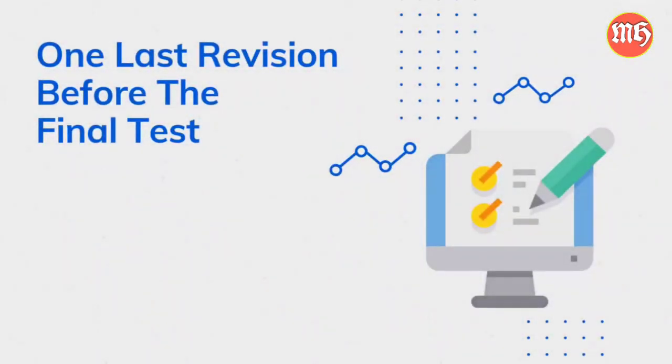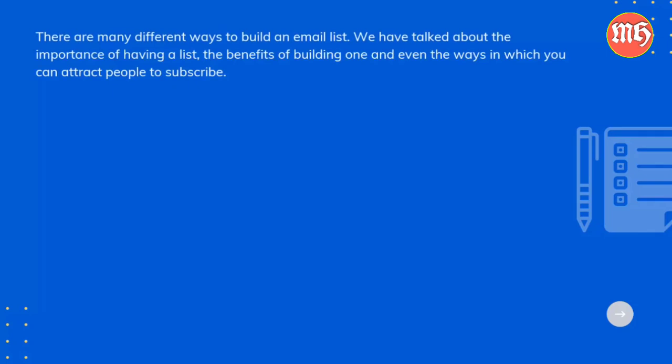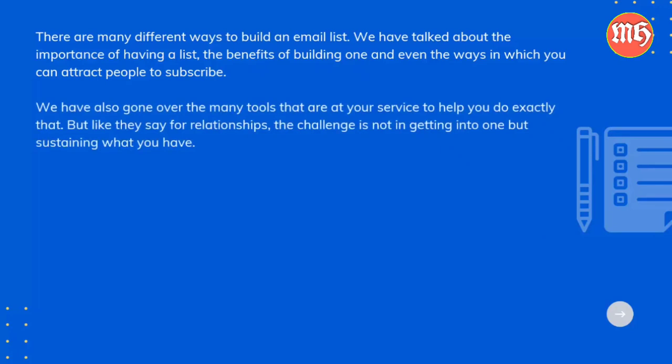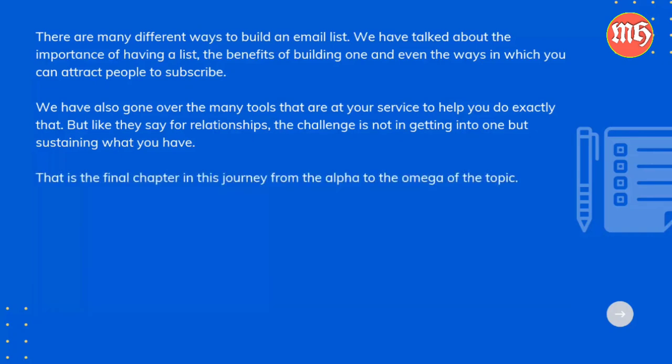One last revision before the final test. There are many different ways to build an email list. We have talked about the importance of having a list, the benefits of building one, and even the ways in which you can attract people to subscribe. We have also gone over the many tools that are at your service to help you do exactly that. But, like they say for relationships, the challenge is not in getting into one, but sustaining what you have. That is the final chapter in this journey from the alpha to the omega of the topic. Let's go over some key strategies to help you hold the fort.